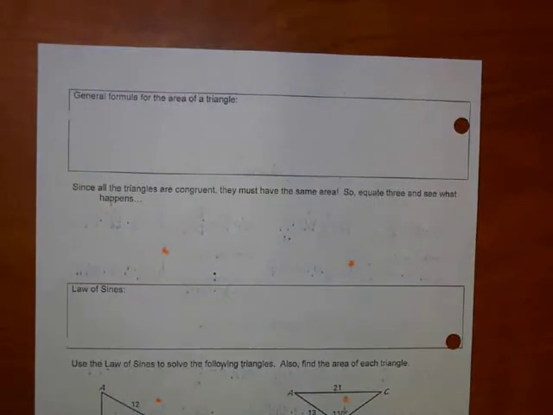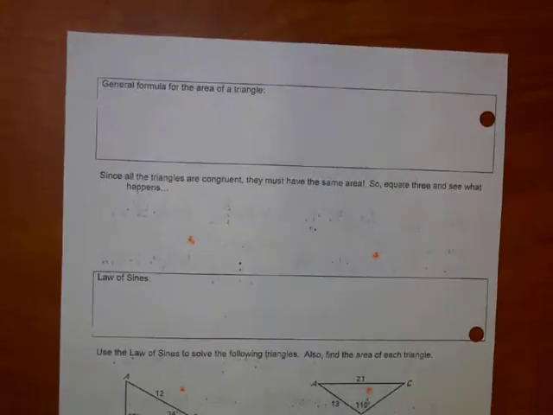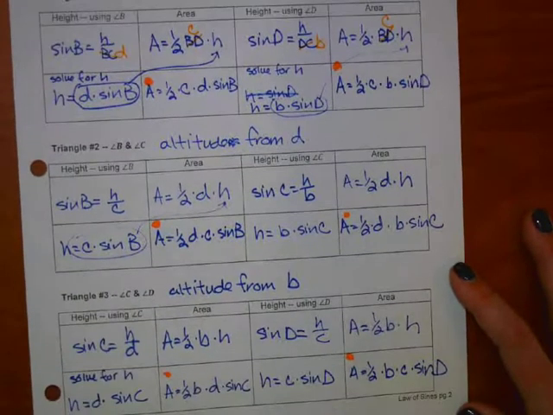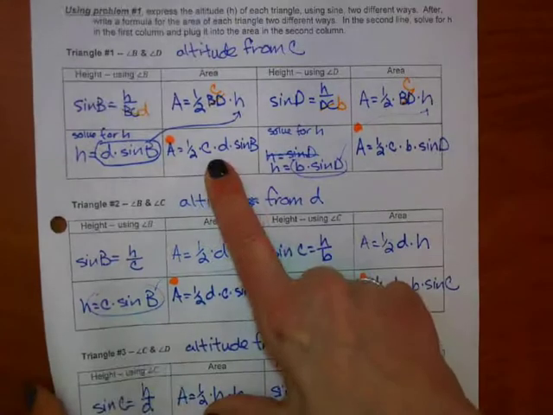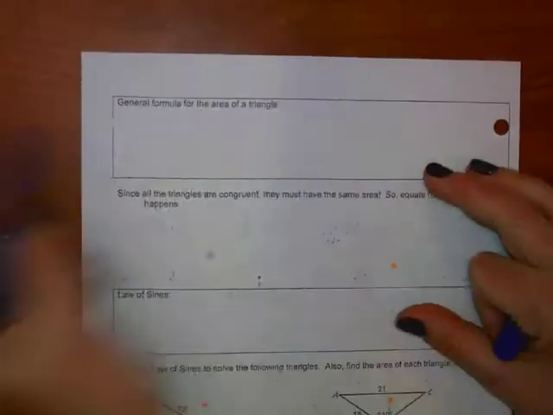Okay? So turn it over. We're going to do a little bit on this side, not all of it. We're going to write the general form for the area of a triangle. You notice that we don't have 6 formulas, do we? We have how many? 3. So we're going to write those 3. Let's start with this one: 1/2 C times D times the sine of B. So let's write that in there.